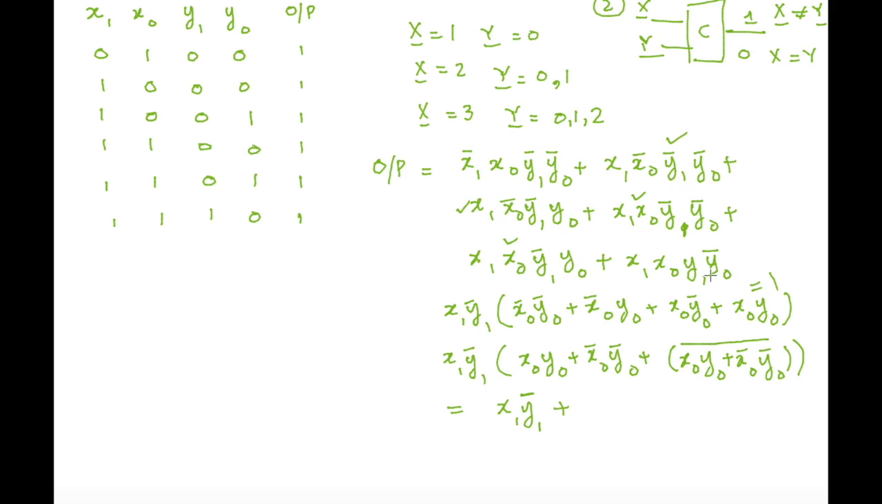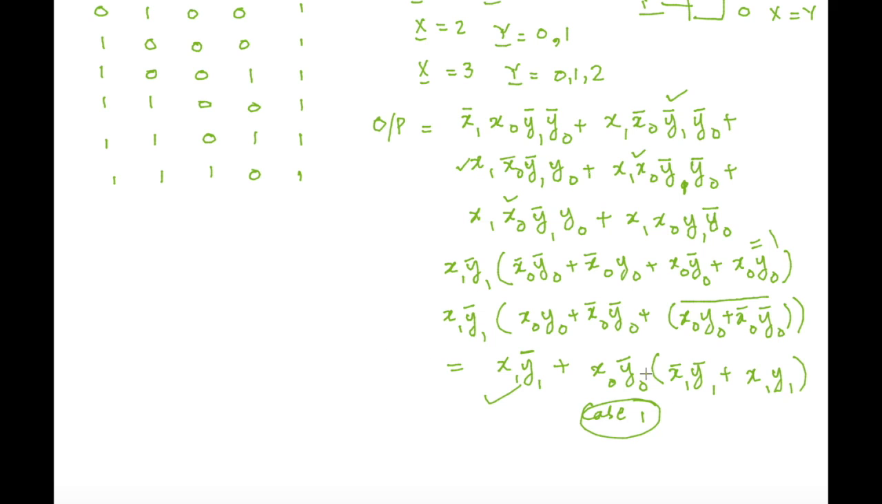So what can I take outside here? Probably I can take x0 y0 bar outside. So x0 y0 bar, and then here I get x1 y1 bar plus x1 bar y1, and here I can get x1 y1. So this is my comparator of case 1 here.